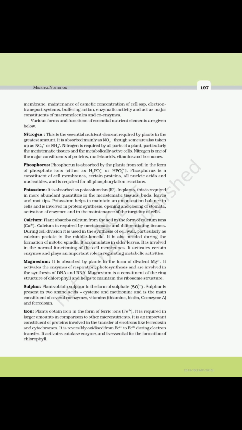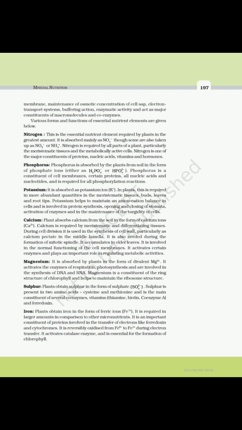Phosphorus. Phosphorus is absorbed by the plants from soil in the form of phosphate ions, either as H2PO4- or HPO4 2-. Phosphorus is a constituent of cell membranes, certain proteins, all nucleic acids and nucleotides, and is required for all phosphorylation reactions. Potassium. It is absorbed as potassium ion K+.